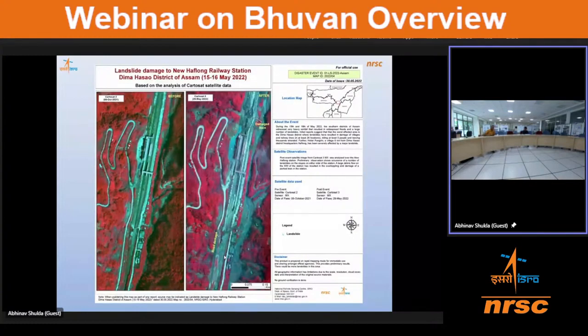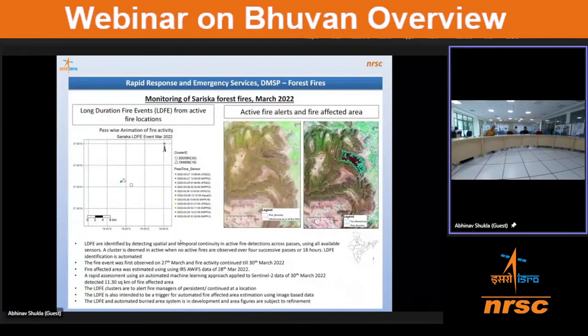Infrastructure-wise also, this tells you a lot of information. For example, the road damage has been annotated, and the damaged rail lines have also been annotated. So rather than going to the place and seeing whether the rail lines are damaged, you can have that information with the synoptic coverage of the satellites. As far as forest fires are concerned, we have automatic forest fire estimation. And otherwise also, based on the user inputs and the user information that is required, we also provide these kinds of outputs.